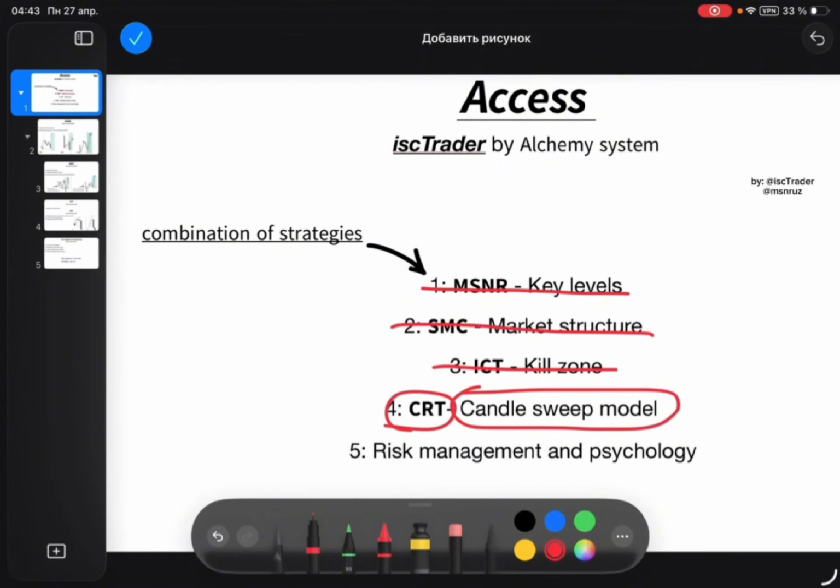I can even say this is my personal strategy. Meaning, if I call it CRT, it will be easier for you to understand. I have my own secrets in this market. I will teach them to you. Then, risk management and psychology.